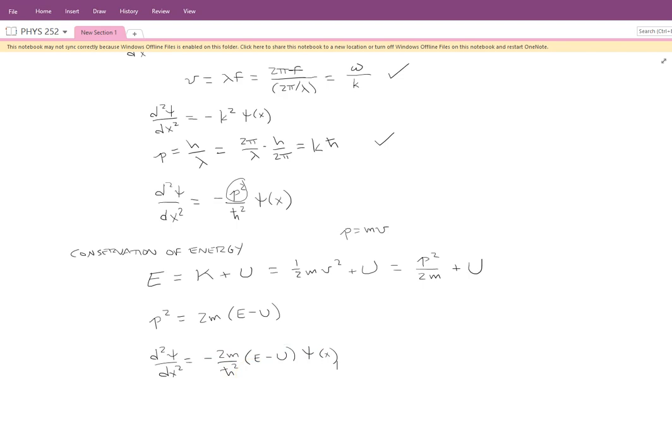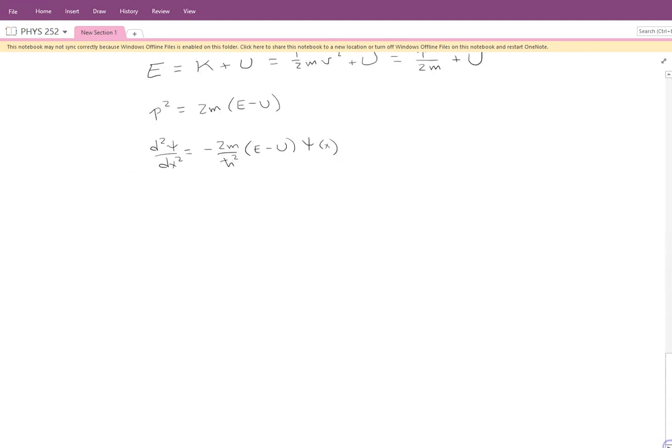You can double check this, but here's the final version of my differential equation. It's going to look like this: minus h bar squared over 2 times the mass of the particle times the second derivative of the function little psi of x with respect to x, plus the potential energy, which will be a function of position, times little psi of x, equals the total energy, which is a constant, times the little psi of x.